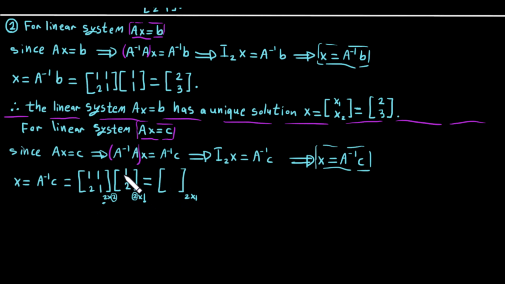Now 1 multiplied by 1, which is 1, plus 1 multiplied by 2, which is 2. 1 plus 2 equals 3. So here I have to write 3. 2 multiplied by 1, which is 2, plus 1 multiplied by 2, which is 2. 2 plus 2 equals 4. So here I have to write 4. That's it here.